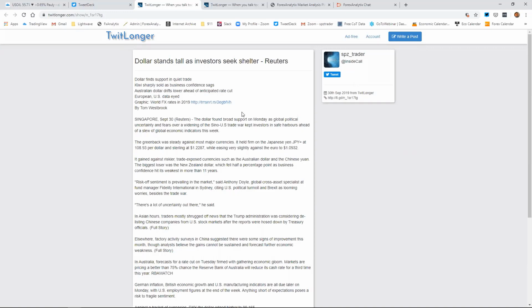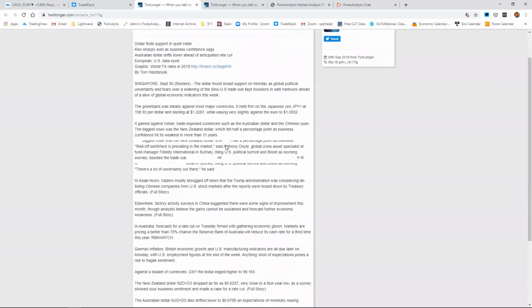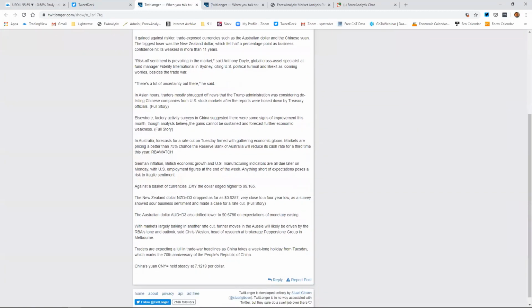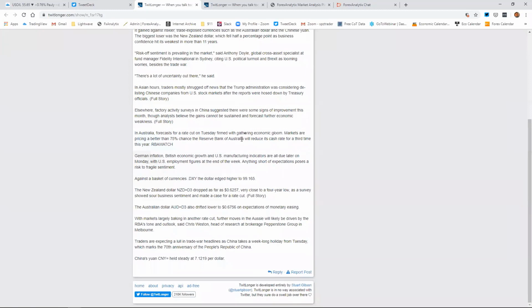Risk-off sentiment is prevailing in the market, said Anthony Doyle, global cross-asset specialist at fund manager Fidelity in Sydney. There's a lot of uncertainty out there. In Asian trading hours, traders mostly shrugged off news that the Trump administration was considering delisting Chinese companies from the U.S. stock markets after the report was hosed down by Treasury officials. Elsewhere, factory activity surveys in China suggested there were some signs of improvement this month, though analysts believe the gains cannot be sustained and forecast further economic weakness.